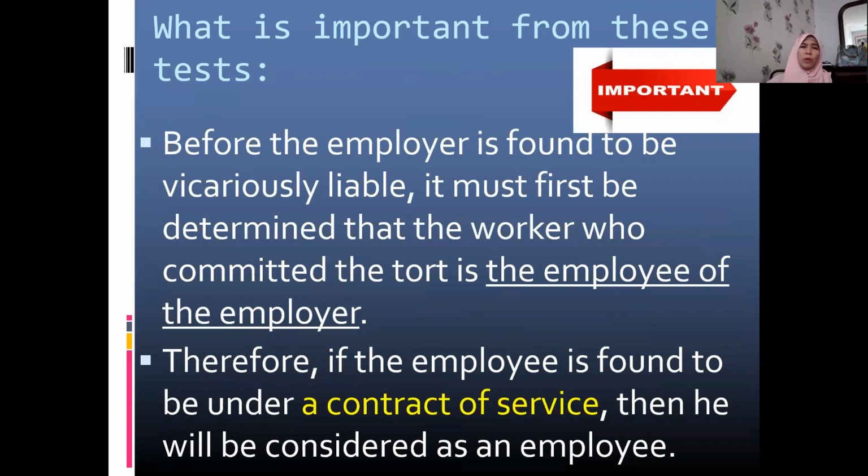So what is important from the three tests that we have discussed just now, before the employer is found to be vicariously liable, it must first be determined that the worker who committed the tort is the employee of the employer. Otherwise, the issue of vicarious liability does not arise. Okay, it must be established. It must be proved that there exists a relationship of employer and employee. So therefore, if the employee is found to be under a contract of service, then he will be considered an employee, and that employer will be vicariously liable with the employee.